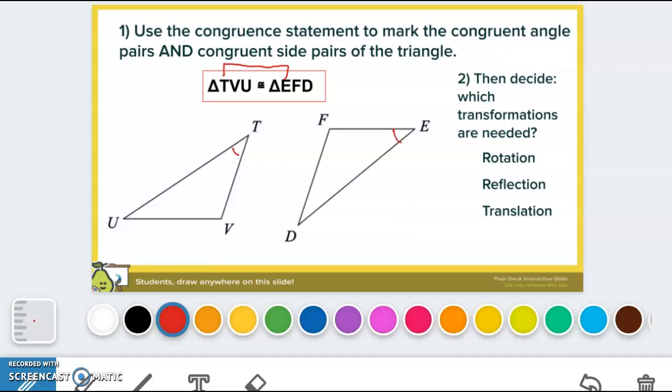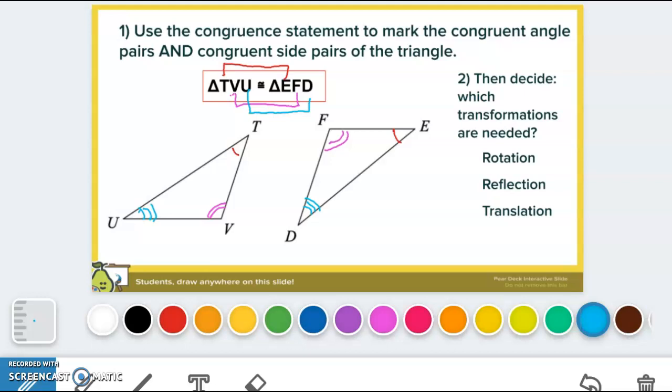Okay, and then what else? The V matches with F. They're the second letters in the triangle statement. V, find your vertex V. And I'm going to put two arc marks there to say that these two are congruent. And then finally, U matches up with D. U, I'm going to put 3 and 3 there. Okay, so I've just put the congruent angle pair markings.